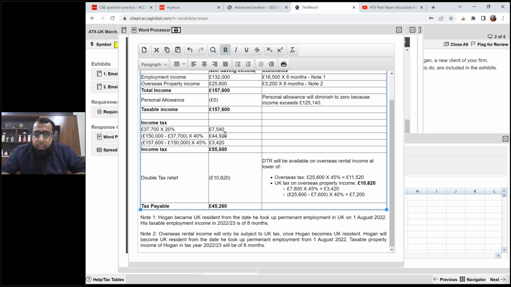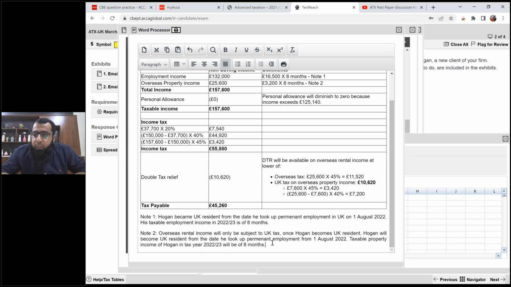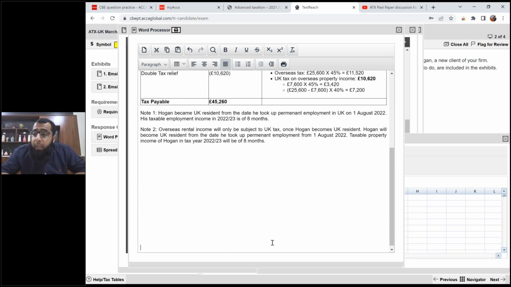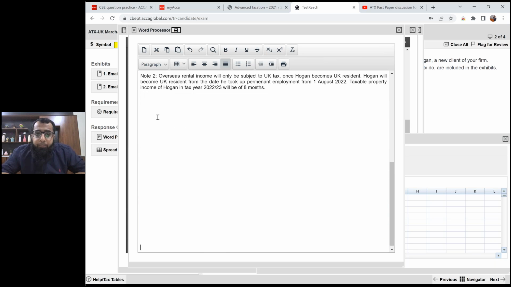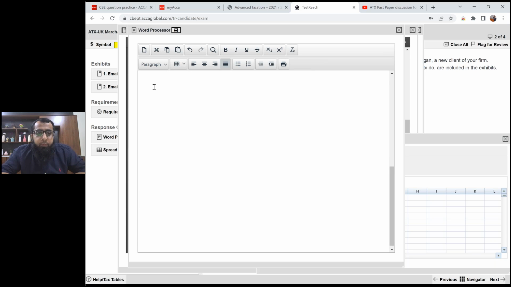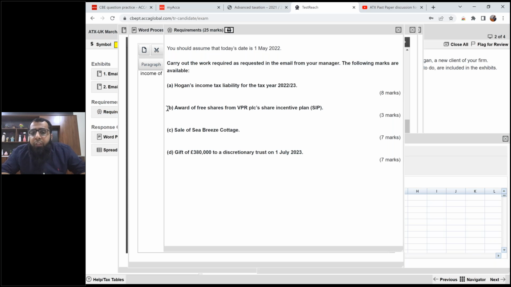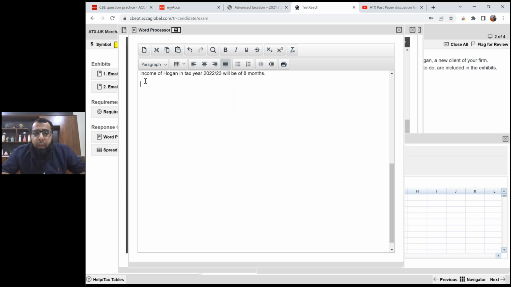Now, let's move forward. I want you all to concentrate on it. I hope that this requirement is good. Now, let's move to the second requirement. Award of free shares from VPR PLC share incentive plan, a small requirement of 3 marks.